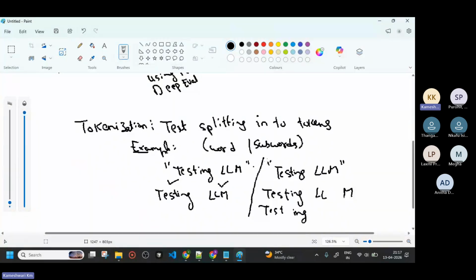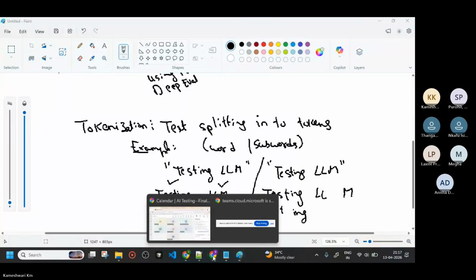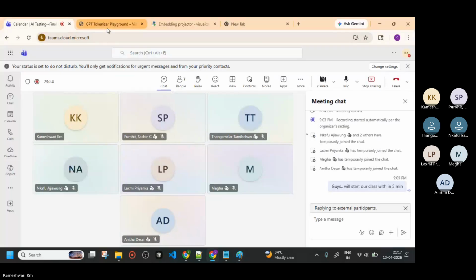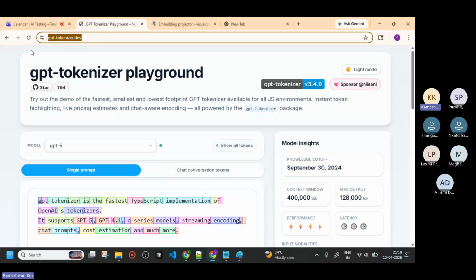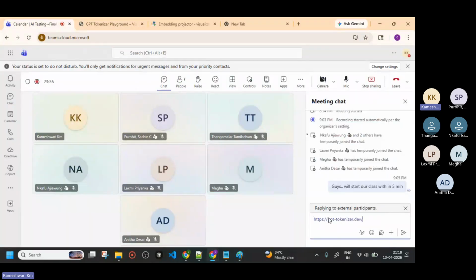So let me showcase it so you get a clear idea of how the tokenization is going on. Madam, you asked how we are going to be charged, how much the cost is. You will get a clear idea. Let me showcase that. If you want to see the tokenization, you can go with the GPT tokenizer. It is an official website, which I'm sharing in the window.